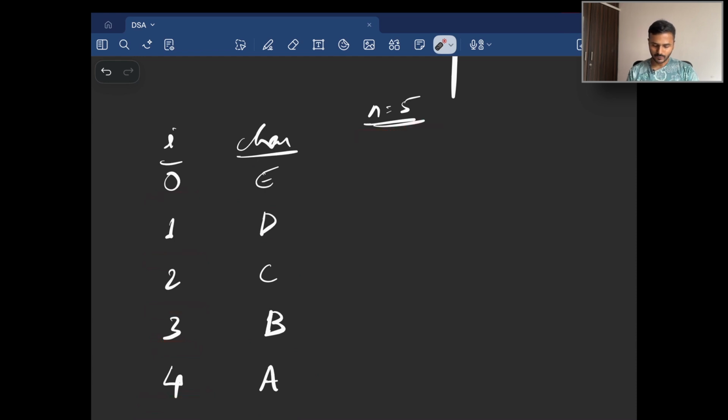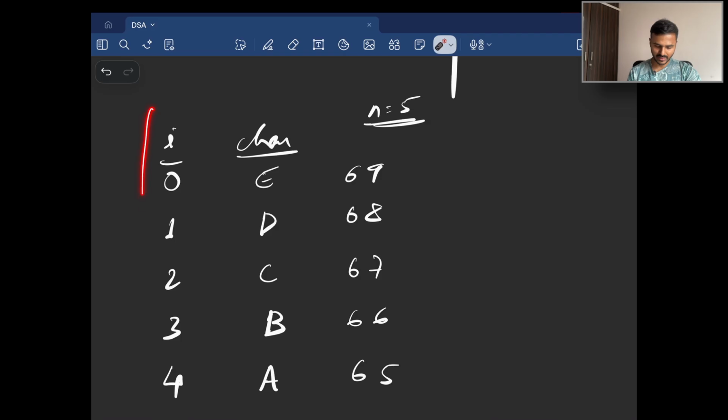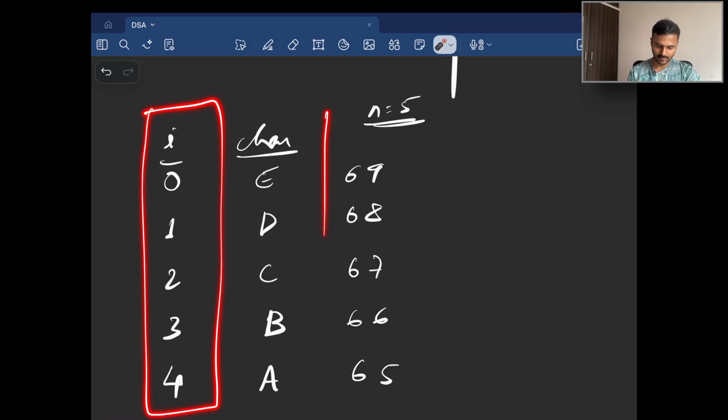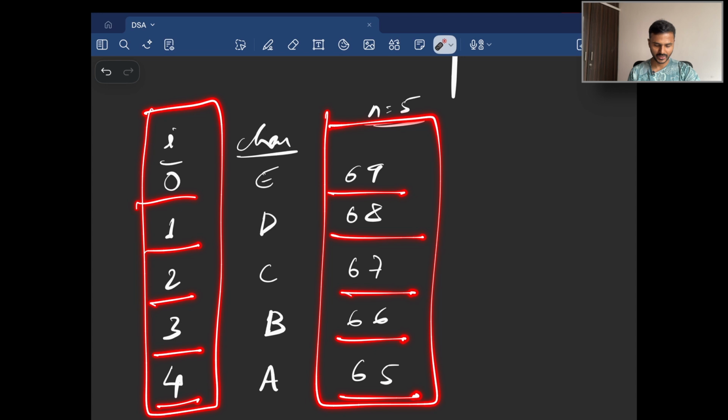So when i is 0, we're supposed to print E. Now E is a character. Its integer representation or its ASCII representation would be 69, right? Similarly for D, it would be 68, for C, 67, B, 66, and A, 65, right? So what we can see is when i is 0, we're printing 69. Then when i is 1, we're printing 68, i is 2, 67, i is 3, 66, i is 4, 65, right?